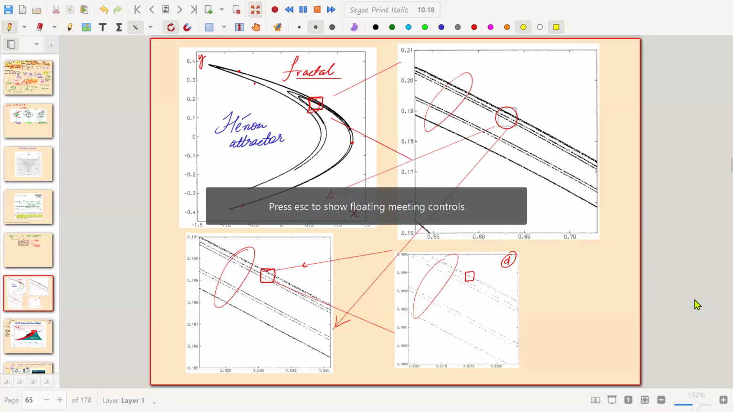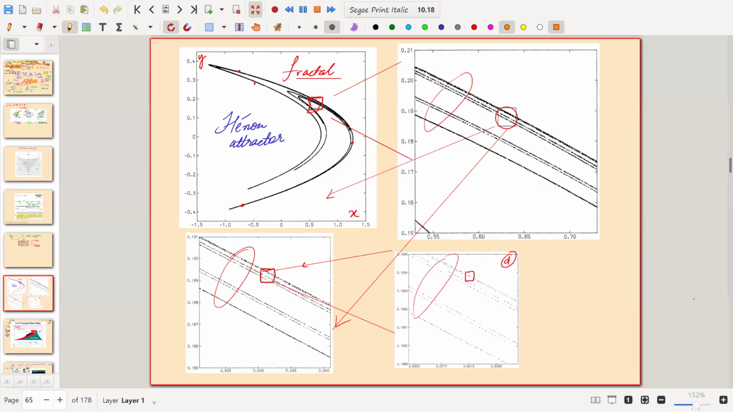Okay. So you can see that this is the attractor here, right? And it's a very nice attractor. Why? Because when you zoom to this region here, then you get this figure. And again, if you zoom this figure here, you get the same figure here. This is the zoom of that.